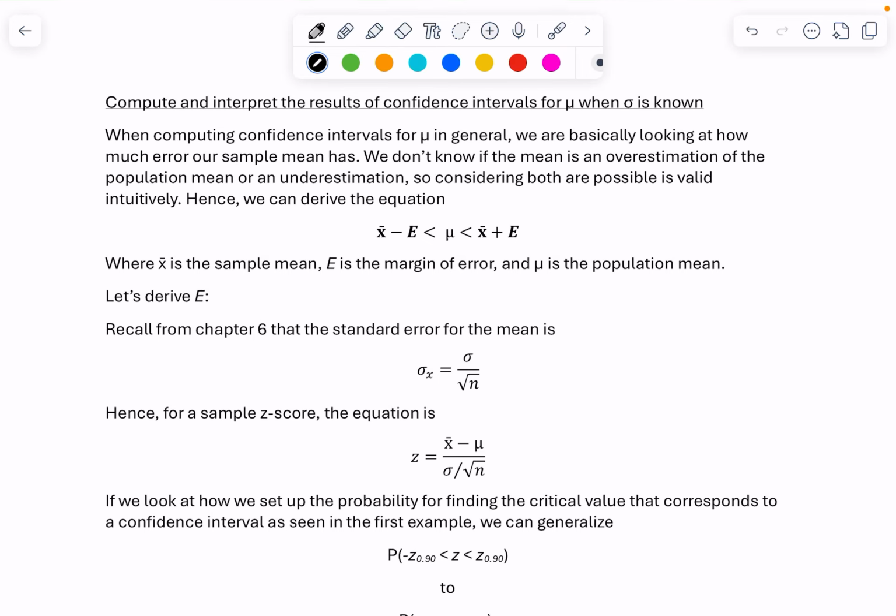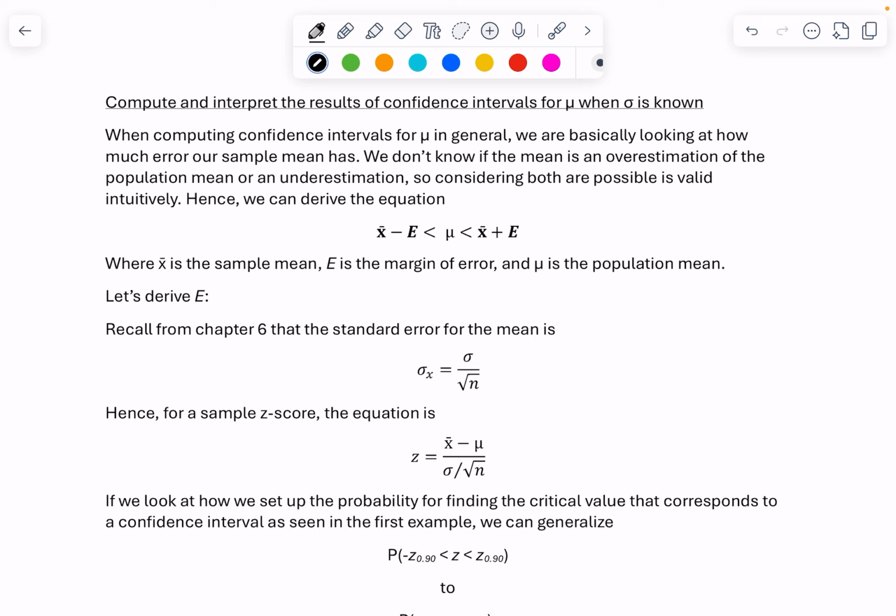All right, hello everyone. Welcome back to the next video for our section where we're going to be computing and interpreting the results of a confidence interval for the population mean when we know the population standard deviation. And when we're computing the confidence interval for a population mean in general, we're basically looking at how much error our sample mean has.